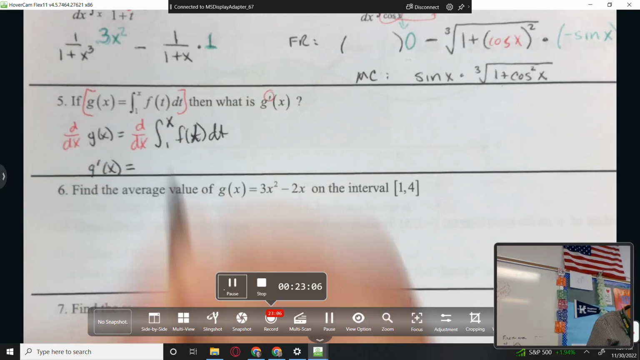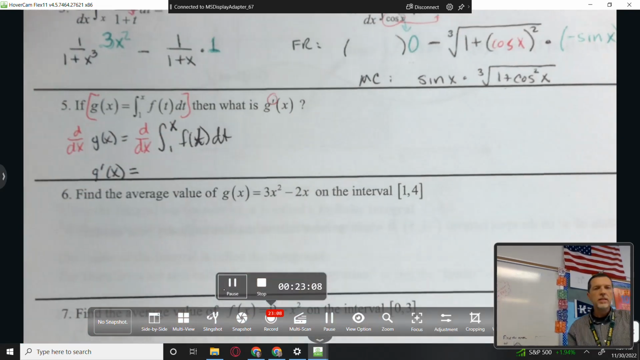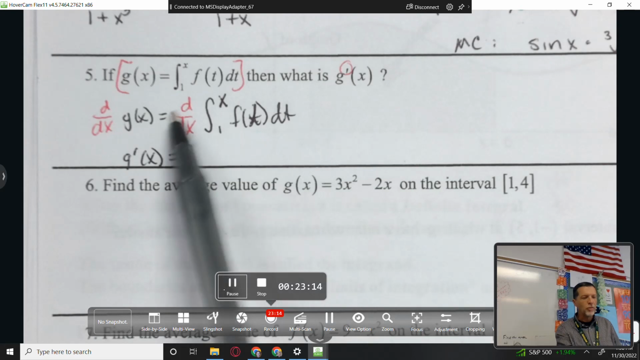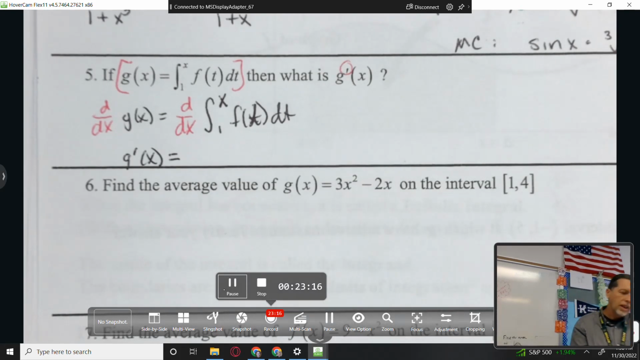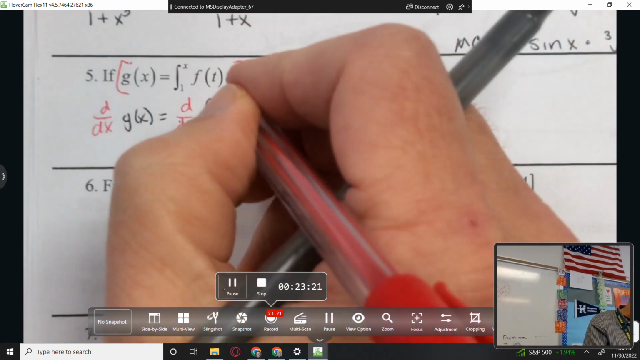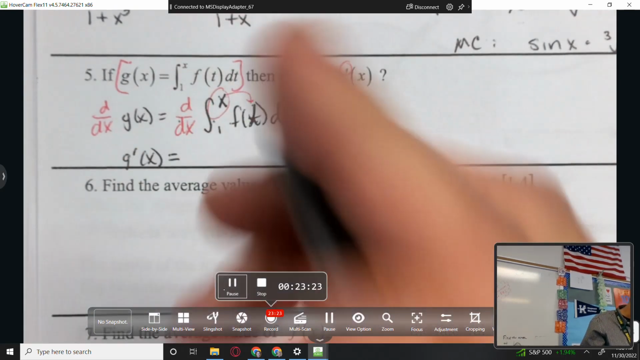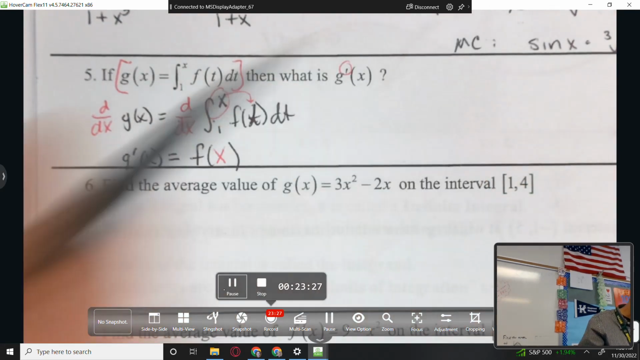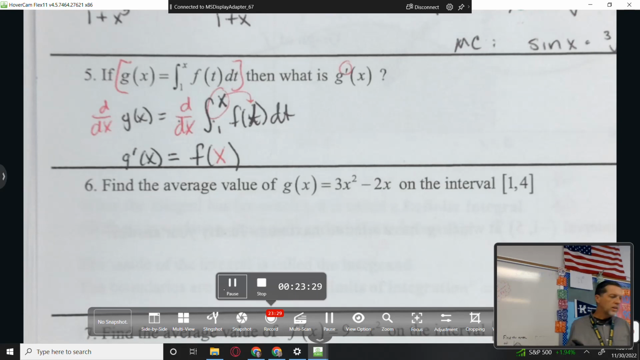So left side's easy. Turns out the right side's pretty easy too. Yeah. So this is just like 1 through 4. They just tried to ask it in a weird way. The derivative of the integral, those cancel each other out, except that I need to plug in x. So f of x. And then chain rule.